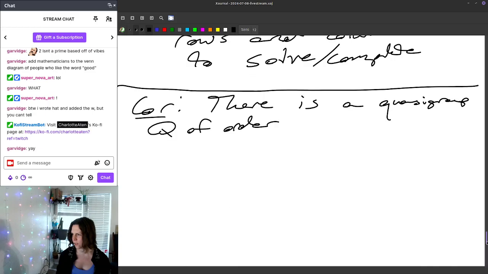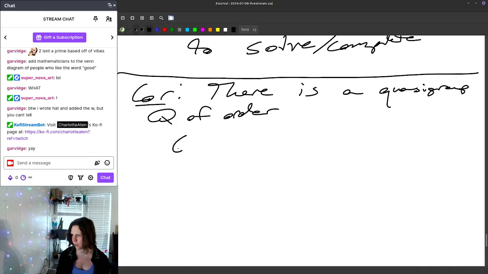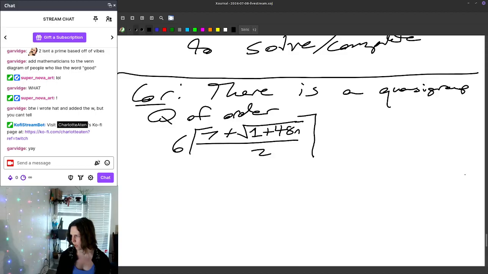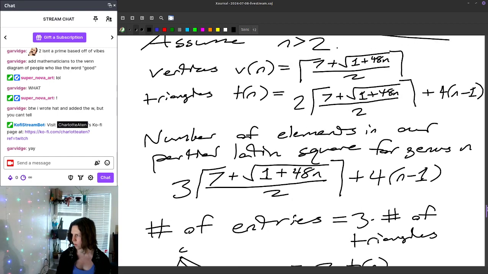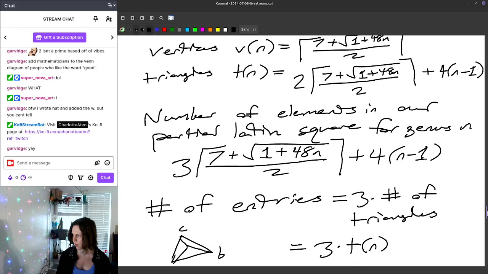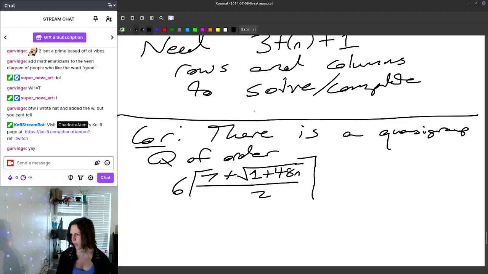Okay. So there is a quasi-group Q of order 6 times the ceiling of (7 plus the square root of 1 plus 48n) divided by 2, and then let's see, what did we have for t of n? Plus 4n minus 1, so I'm going to distribute, plus 4n minus 4. Okay, but then I have to multiply by 3, so plus 12n minus 12, but then plus 1, so minus 11.